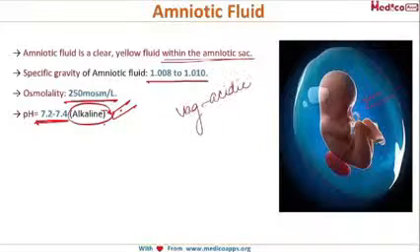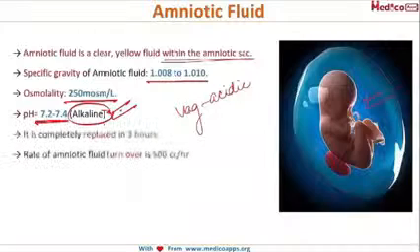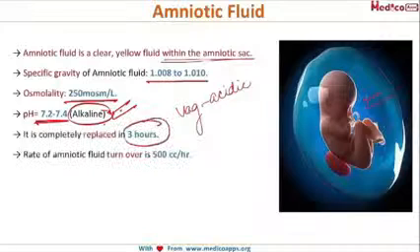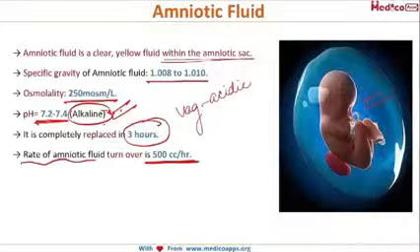Now a few words about the dynamics of this amniotic fluid. This amniotic fluid is completely replaced in about 3 hours, and the rate of amniotic fluid turnover is around 500 cc per hour, because there is a continuous production of this amniotic fluid because of transudation from the maternal capillaries, from the fetal urine, from the fetal lungs, as well as the fetus keeps swallowing it, and there is intramembranous flow across the fetal vessels on the placental surface. So there is complete replacement of this amniotic fluid in 3 hours.